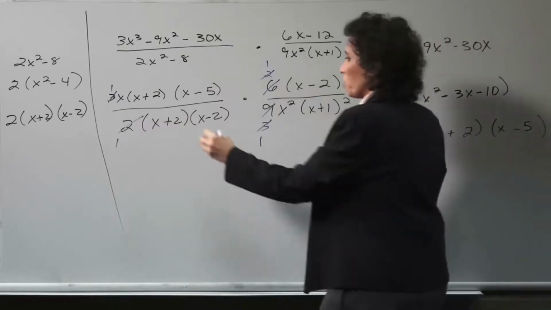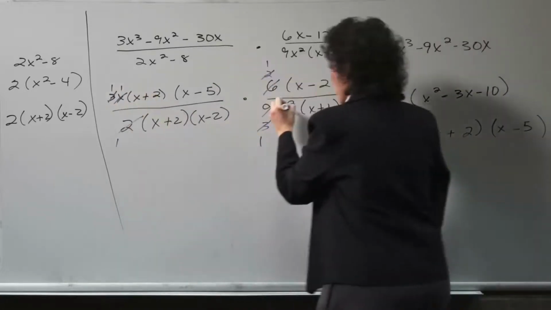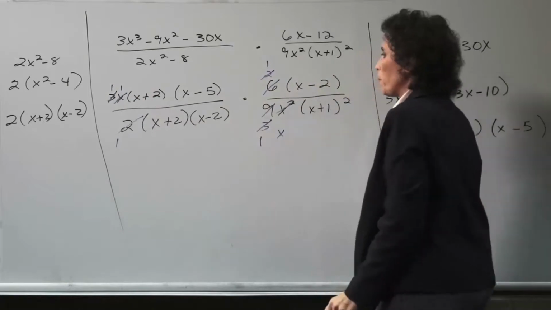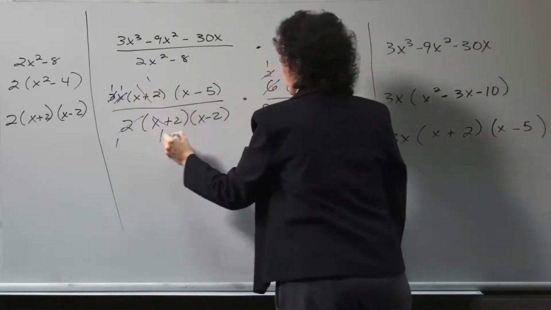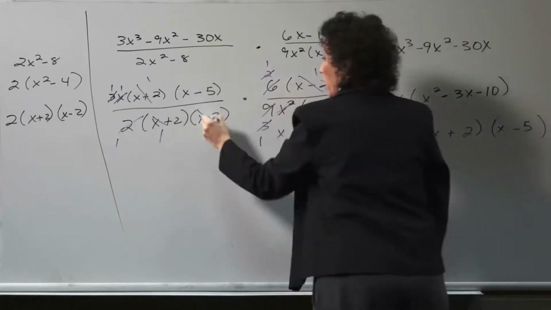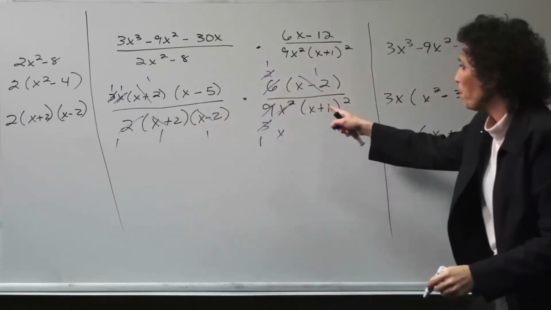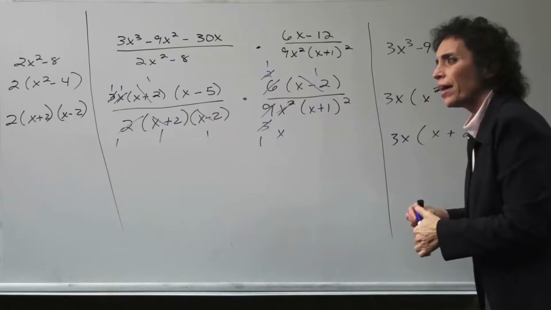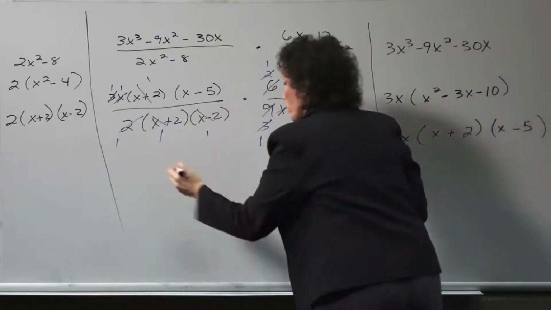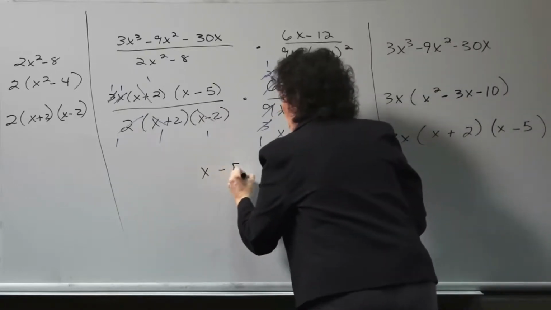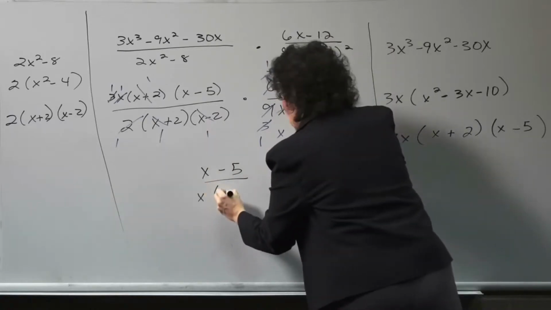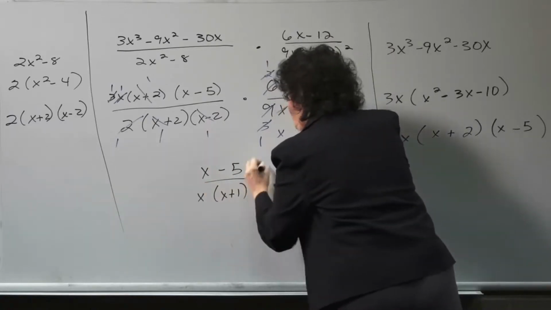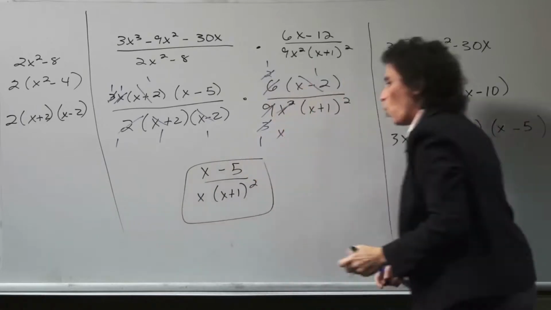Now I'm going to deal with the x's. Good night, x, and there's an x here. Now I'm going to deal with my big guns. x plus 2, x plus 2, x minus 2, x minus 2. On the top, all I have is x minus 5. That's it. On the bottom, don't forget this guy, x times the quantity x plus 1 quantity squared. That's all I got. Awesome problem.